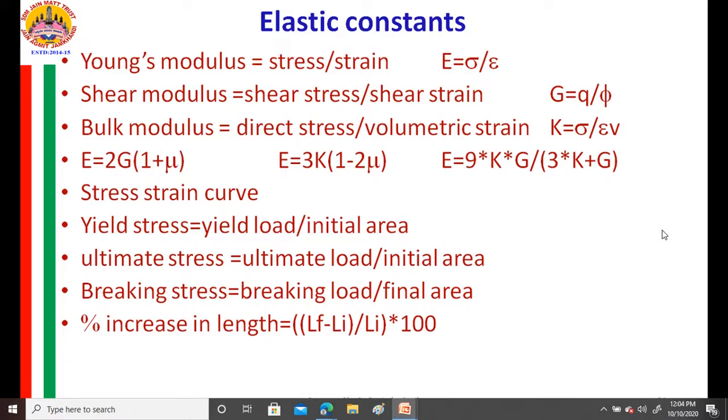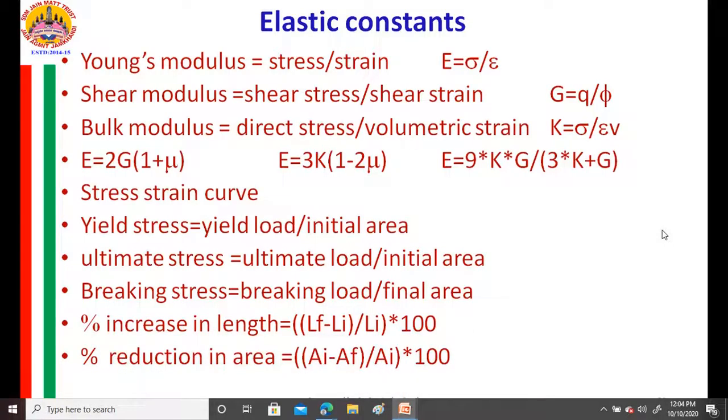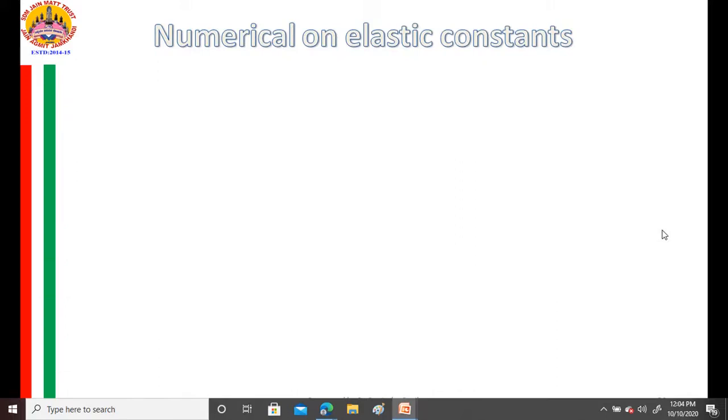Then percentage increase in length. When tensile force is applied on the member, the length is increasing. If you want the percent increase in length with respect to the initial length: final length minus initial length divided by initial length. You want it in percent, that is why you are multiplying it with 100. Like that, the percentage reduction in area is initial area minus final area divided by initial area, multiplied by 100.